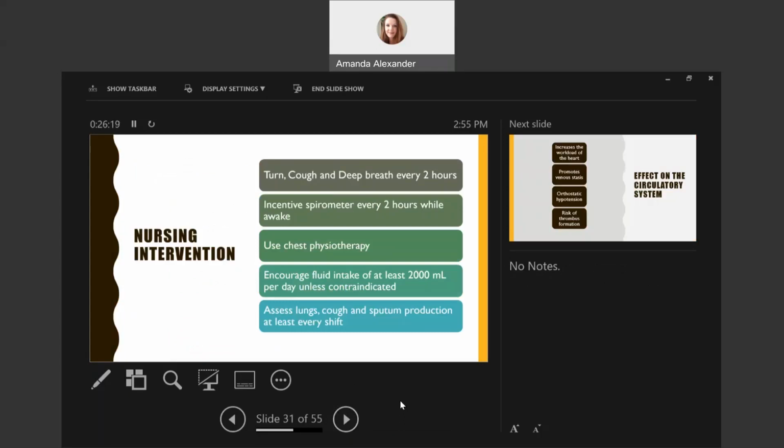cystic fibrosis. Encourage fluid intake depending on whether the patient is on a fluid restriction or not. So make sure there's no contraindication. And always assess the lungs, the cough, the sputum production every single shift.